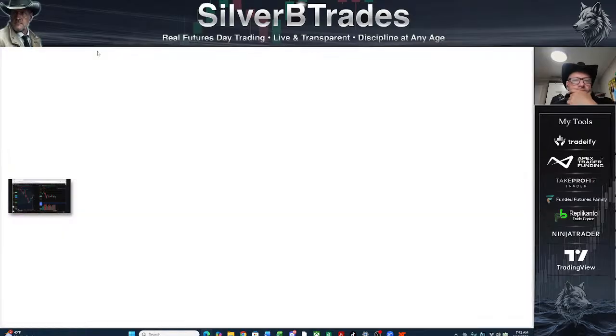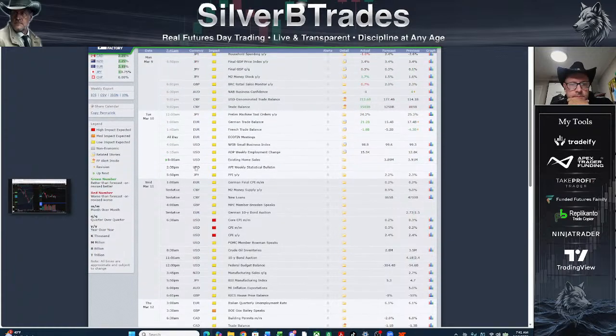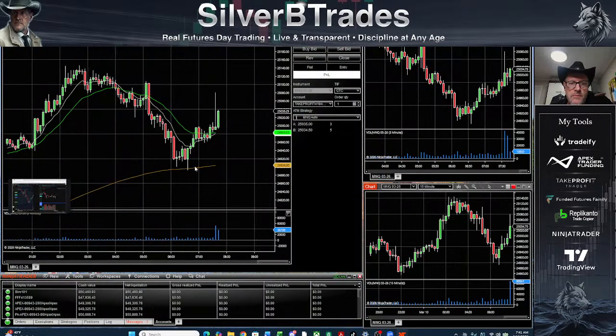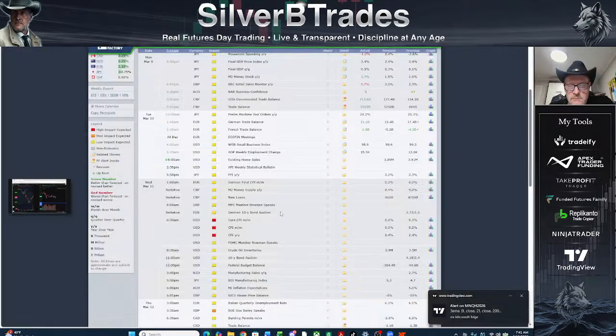You would think from this last daily candle we'd want to see a breakout here to the upside. We've just been stuck in this range. No real news today, so not pretty. We also have CPI tomorrow as well.